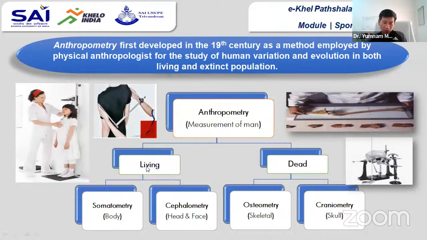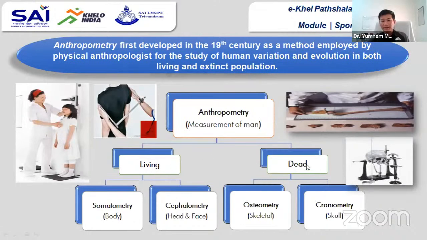For the living, there are two branches. Somatometry deals with the body measurement. And another is cephalometry, which comes from the cephalic index, that is head and face measurement. So head and face measurement of the living body is studied under cephalometry. Apart from head and face, the remaining part of the body is dealt with by somatometry.